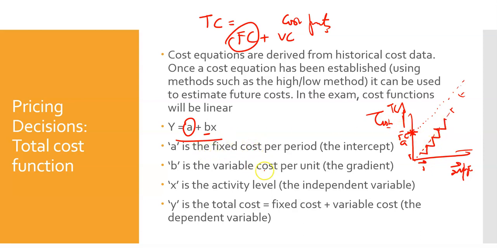So a is fixed cost and b is the variable cost per unit, referred to as the gradient. And of course x is the activity, the independent variable, and the total cost here is on this side, which is fixed cost plus variable cost.